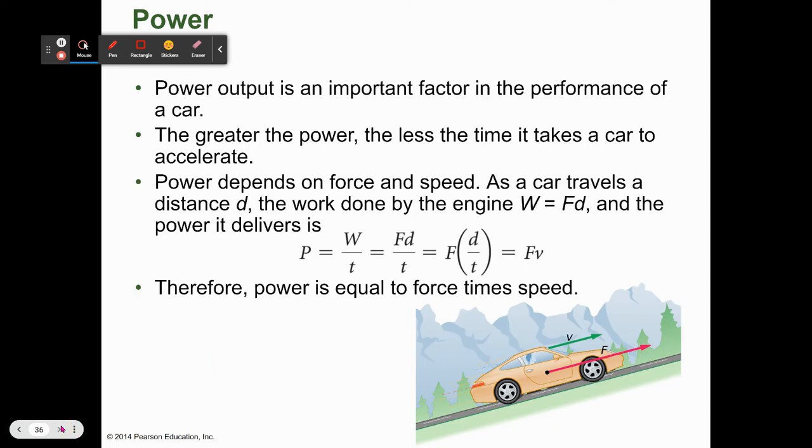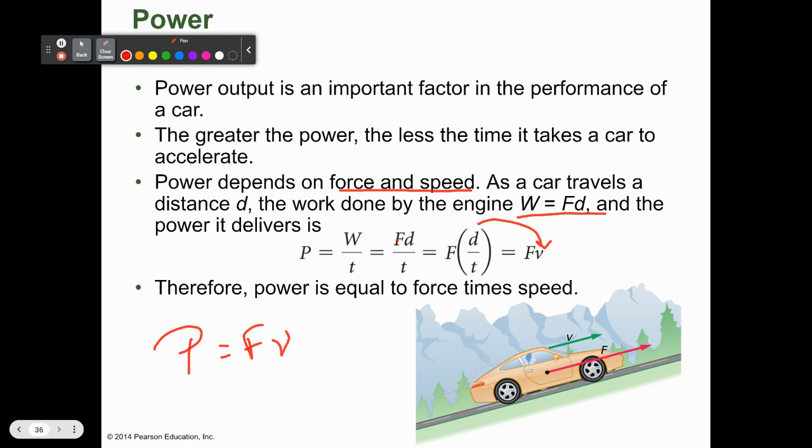All right. Power output is an important factor when we talk about cars and other things like the output of our home, the energy or electricity in our home. So power depends on force and speed. If we think about a car, remember that work is force times distance. And remember, power is work over time. So we can say force times distance over time, and distance over time, remember, is velocity. So when we're talking about a car, the power is going to be equal to the force times its speed.